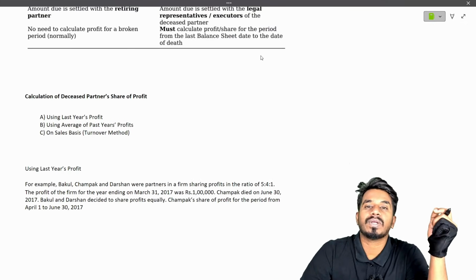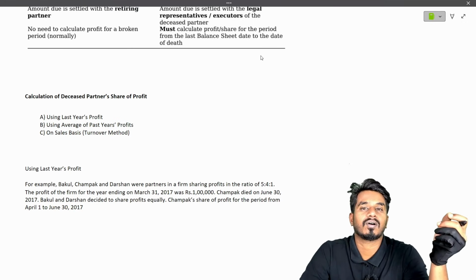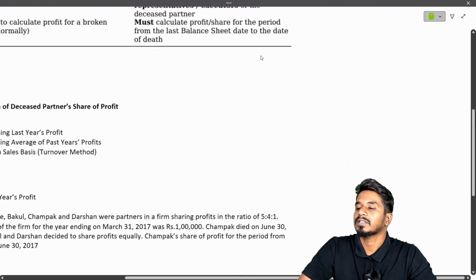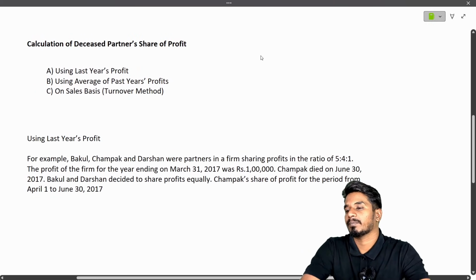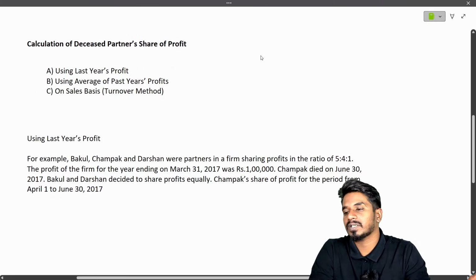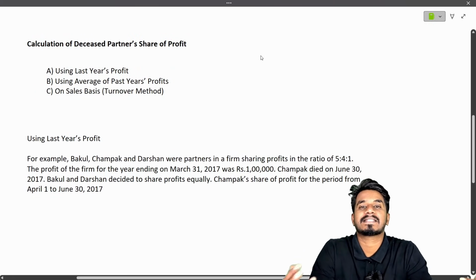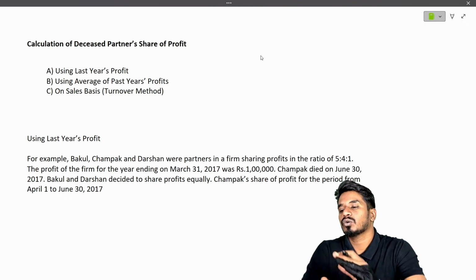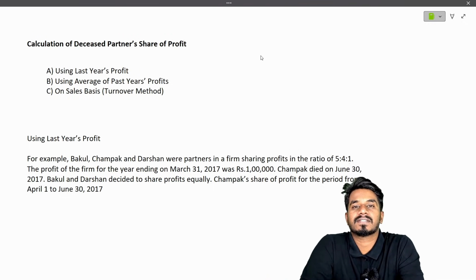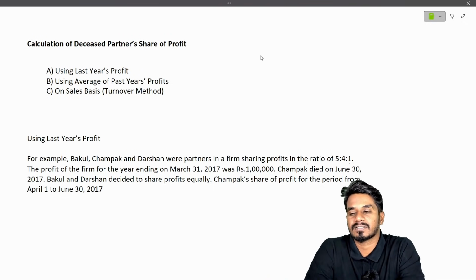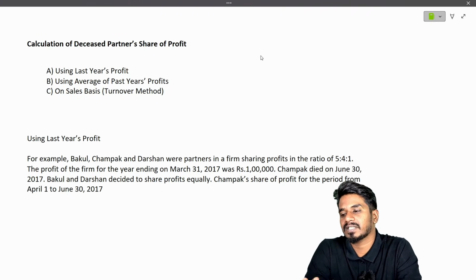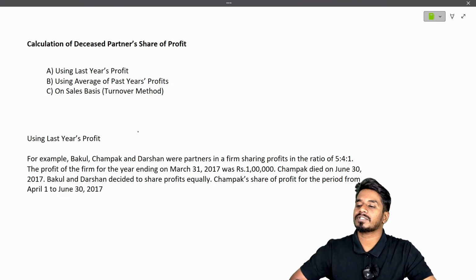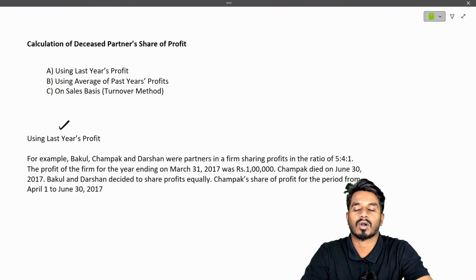Let us see how we can calculate profit of a deceased partner. There are three cases: using last year's profit is one method, using average profit is the second method, and on sales basis is the third method. One by one, we will solve an example and understand these things. These are very simple calculations, and you will understand very easily within minutes. The first case, using last year's profit.